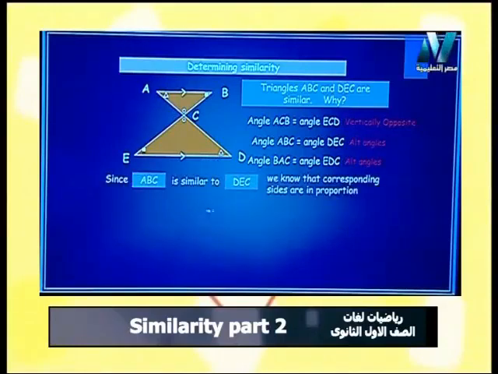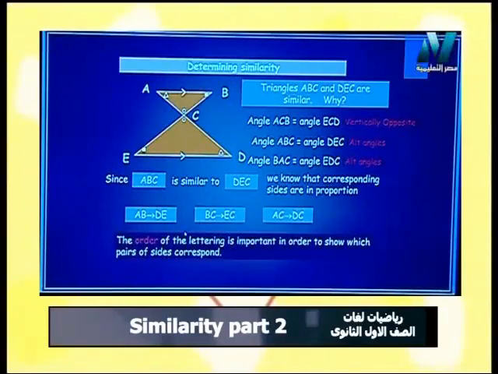So the two triangles are similar, since triangle ABC is similar to triangle DEC. We know that corresponding sides are in proportion, so AB goes to DE because they are corresponding, and DE goes to CE, and AC goes to DC. The order of the lettering is important in order to show which pairs of sides correspond.